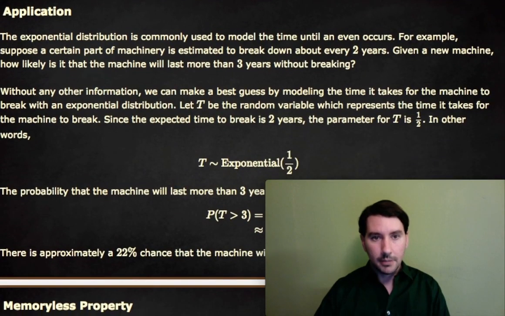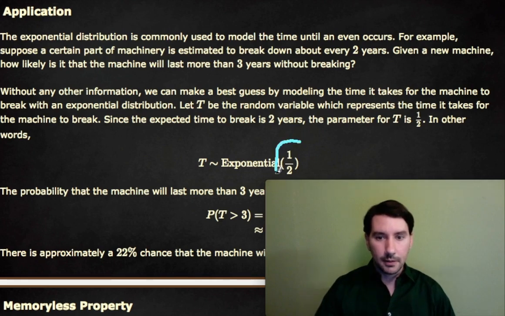So a common application of an exponential distribution is the time until an event occurs. So for example, if there's a certain part of machinery that's estimated to break down roughly every 2 years, given a new machine, how likely is it that the machine will last more than 3 years? So without any other information, our best guess might be that the time at which the machine breaks down is going to be exponentially distributed. And since the expected time is 2 years, the parameter is 1 over 2, because 1 over lambda, or 1 over 1/2, would be 2.